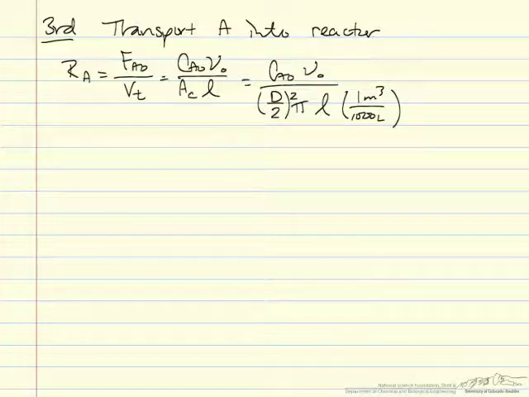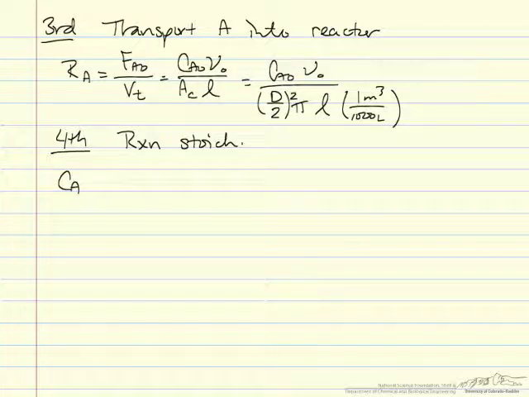So now we have an expression for the diffusion of A in through the membrane sides of our reactor. And so fourth, we can look at the reaction stoichiometry. And so here we need to start to define what the concentrations were that were in our rate law expressions, so Ca, Cb, and etc.